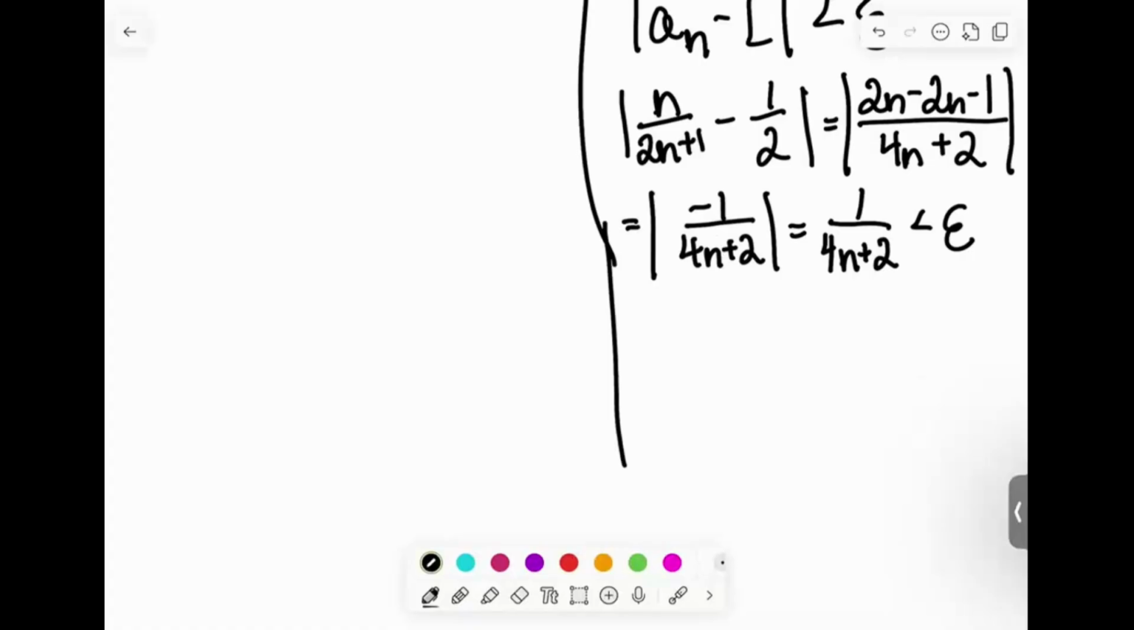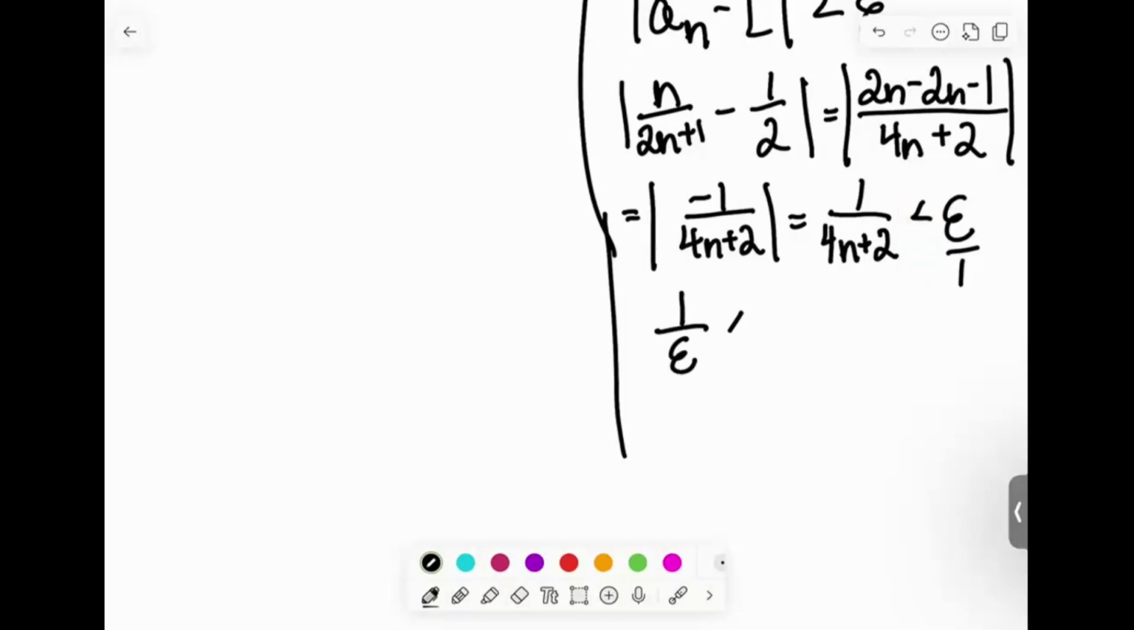Well, I can do some cross multiplication. Epsilon is greater than 0, so I don't have to worry about multiplying by something negative, and I don't have to worry about dividing by 0. Cross multiplication is not really the right word for this, is it? I want to divide by epsilon on both sides, and multiply by 4n plus 2 on both sides. That's what I'm trying to get at.